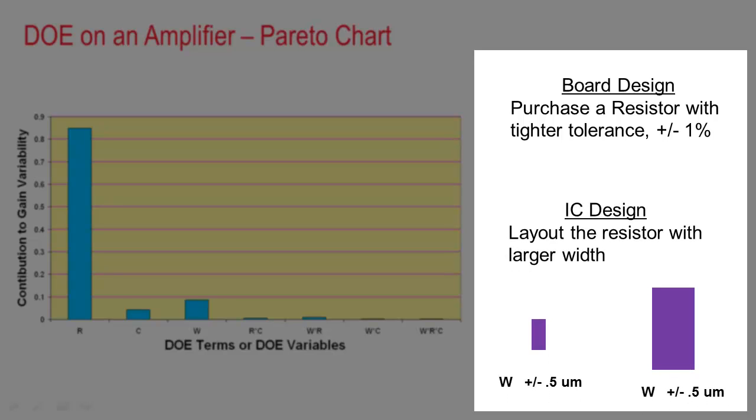But if it is an IC design, one way to control the tolerance of the resistor is to lay it out larger in width. This way, a plus or minus 0.5 micron variation in the width has less effect on a wide resistor than on a skinny one. Of course, the trade-off is it does take more area on the IC chip.